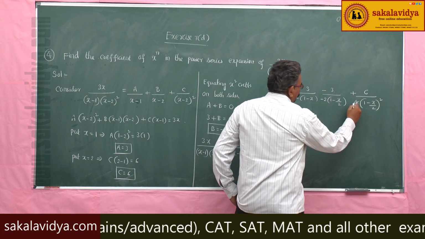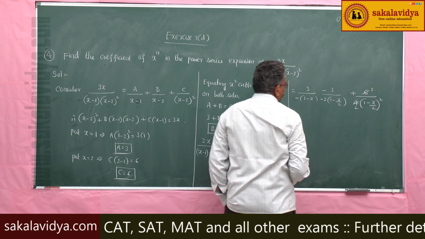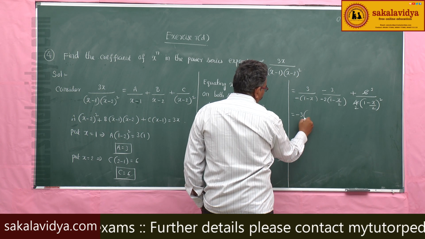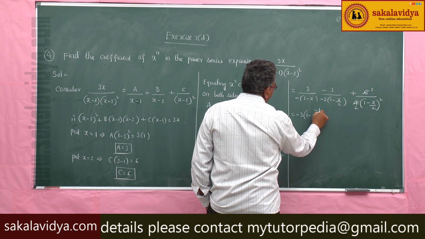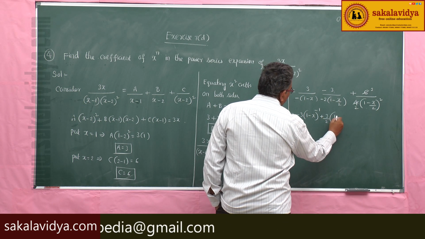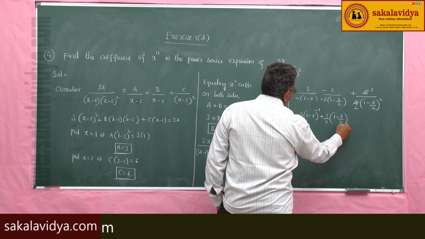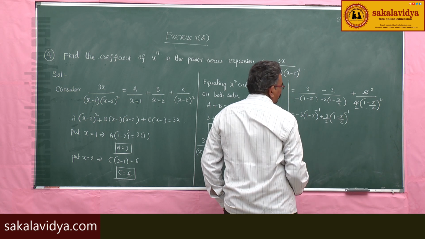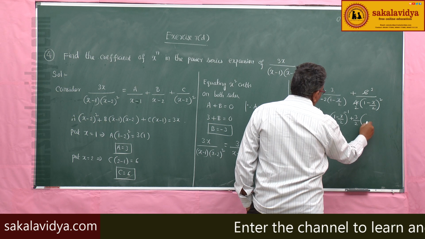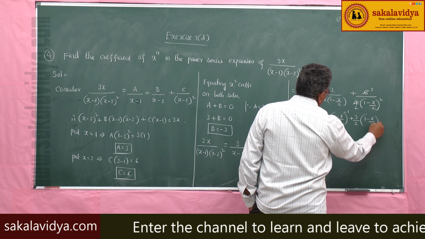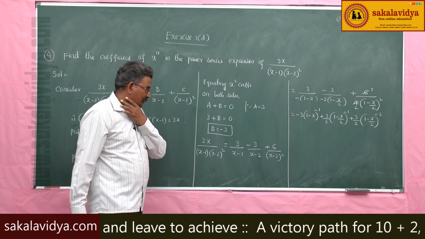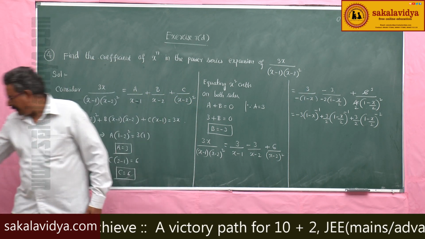So, now this can be written. So, minus 3 of (1 minus x) whole to the power of minus 1, plus 3 by 2 of (1 minus x by 2) to the power minus 1, plus 3 by 2 of (1 minus x by 2) whole power minus 2. So, let us expand them to get the x to the power of n coefficient.